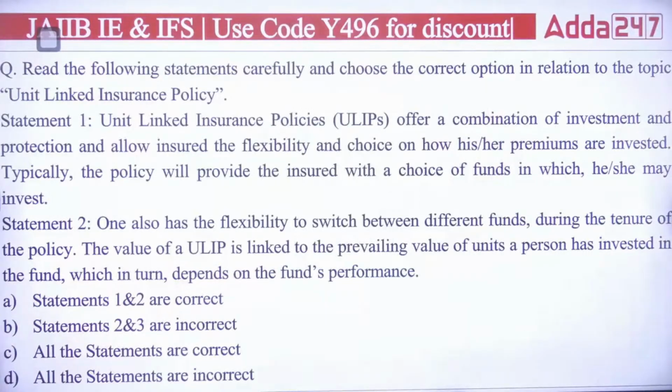Second, one also has the flexibility to switch between different funds during the tenure of the policy. So, the value of a ULIP is linked to the prevailing value of units a person has invested in the fund, which in turn depends on the fund's performance. A, B, C or D?